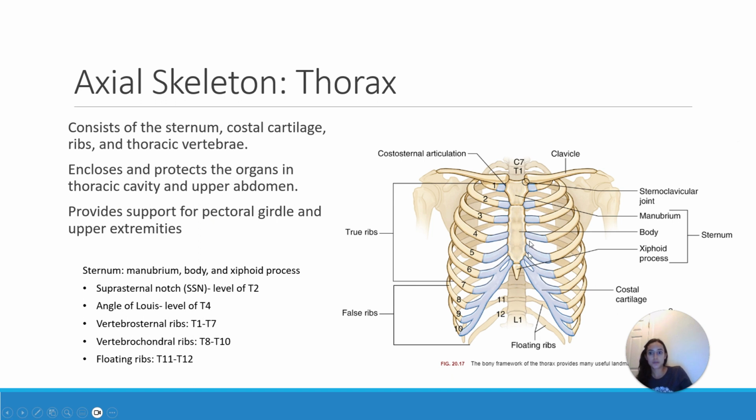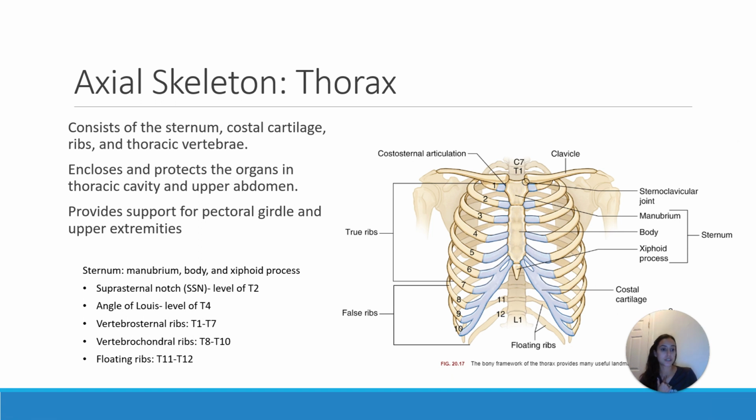So your sternum, you have the manubrium, which is the top part. You have the body, the middle part, the biggest part, and the xiphoid process. It's this little spiny part. The suprasternal notch is at the level of T2. It sits right between the two clavicles, and you can feel it on yourself. It's literally this little hole right here.